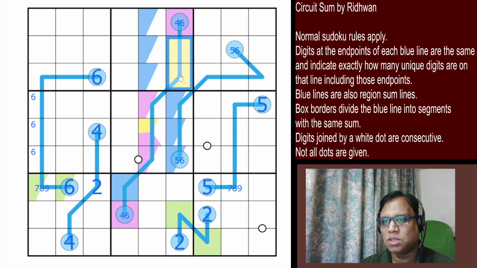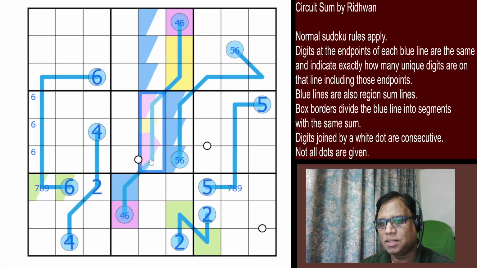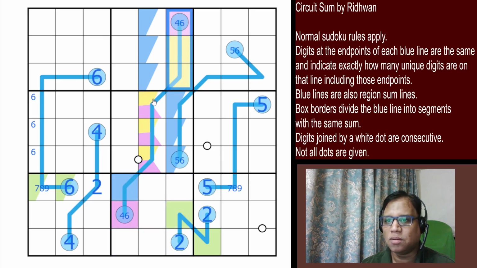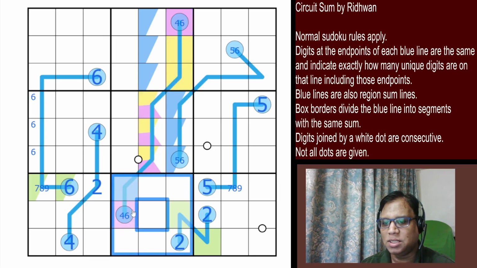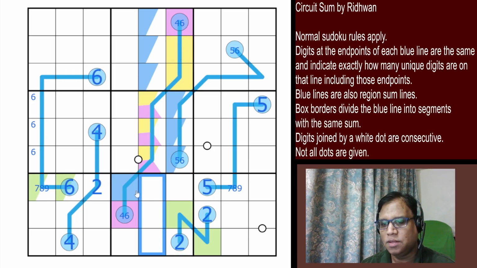Yellow is not possible, because imagine if yellow is here. So yellow is somewhere here, it doesn't matter where. Now this itself consists of all these three digits. So where will these three digits be in this box? They cannot be here, again it cannot be here because of this, cannot be here because of this. So it must be here.